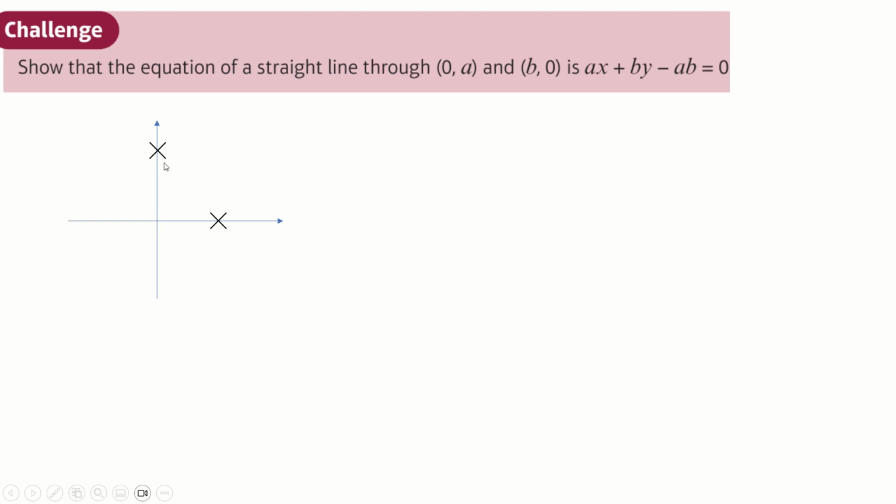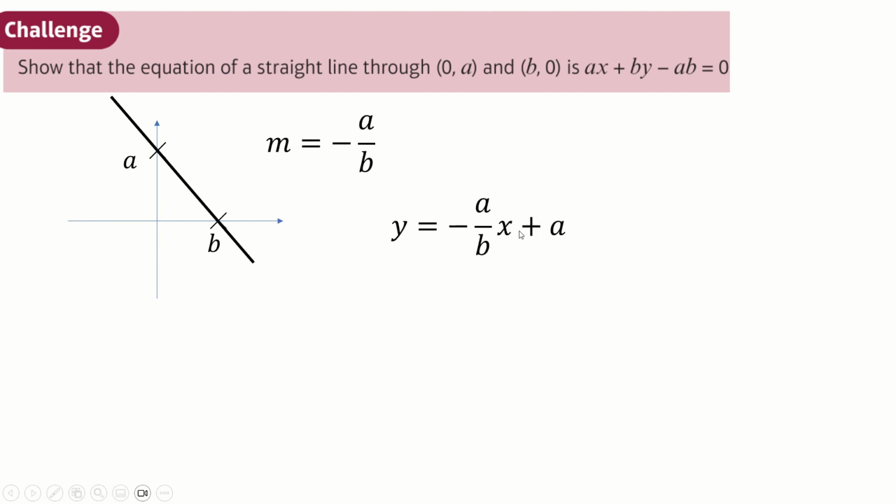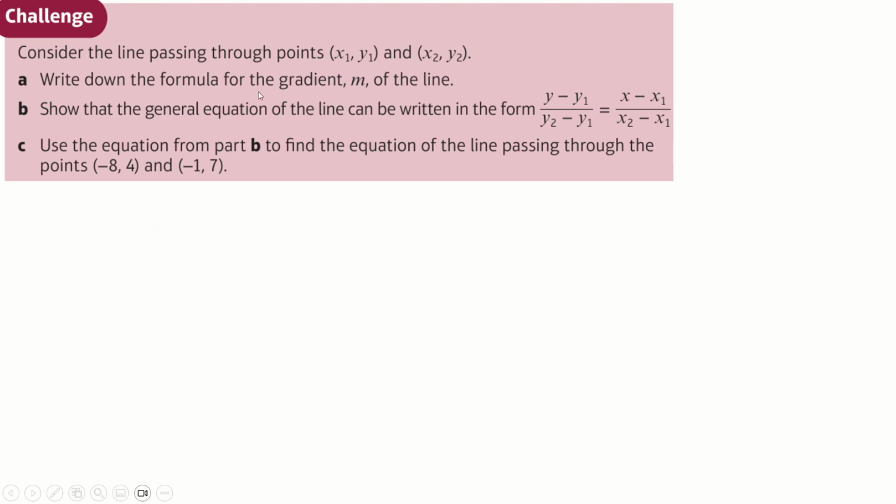B0 is over here, 0A is up here. Gradient goes through here, it's a negative gradient. Obviously, it's A over B, rise over run, so that's fine. Put that into y equals mx plus c. You know c is A immediately, so that's why it's quicker to use y equals mx plus c, I guess, here. Times the thing by b, and then move the ax over, and you end up with the answer very easily. Good.